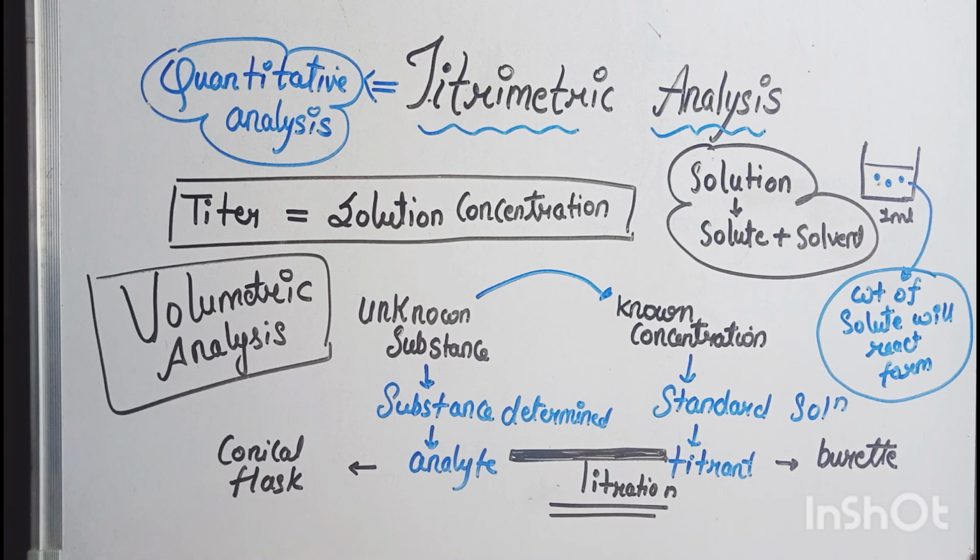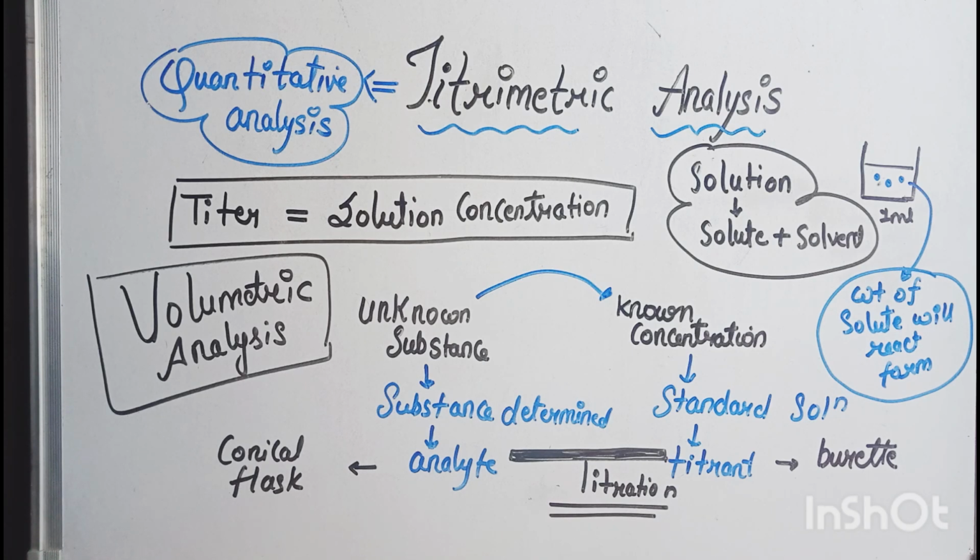These known concentrations are called standard solutions, and in titrimetric analysis language they are called titrant, which is filled in the burette. The unknown substance we determine is called the analyte, which is filled in the conical flask. When the titrant reacts with the analyte, it is called the titration process. In the solution, we determine the amount of the solute, so actually we determine quantity. That is why this is called quantitative analysis, formerly called volumetric analysis.